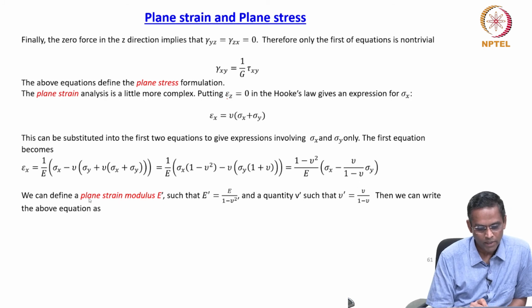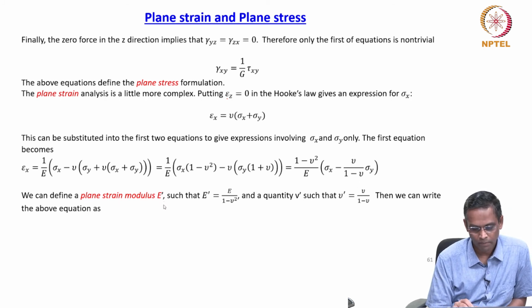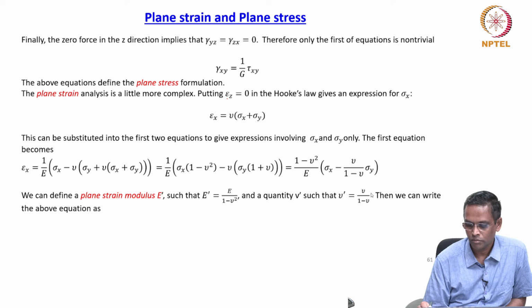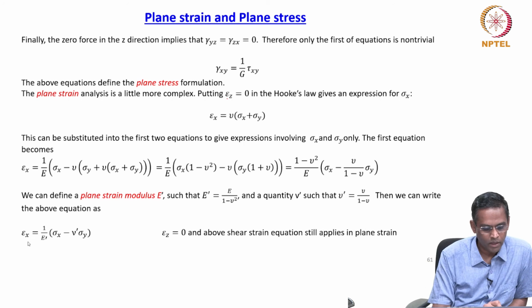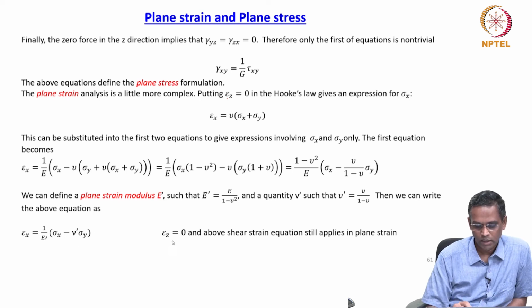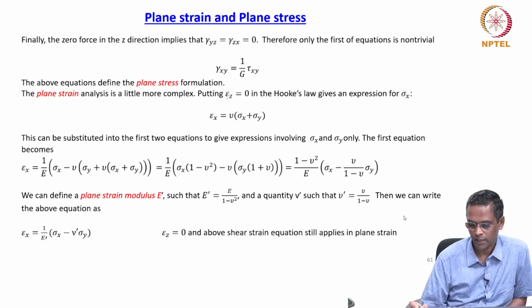We can define a new parameter called plane strain modulus, that is E prime. That is E prime is equal to E divided by (1 minus nu prime square), okay. And a quantity nu prime such that nu prime is equal to nu by (1 minus nu). Then we can write the above equation as epsilon x is equal to 1 by E prime times (sigma x minus nu prime sigma y). Sigma z is equal to 0, and the above shear strain equation still applies in a plane strain.